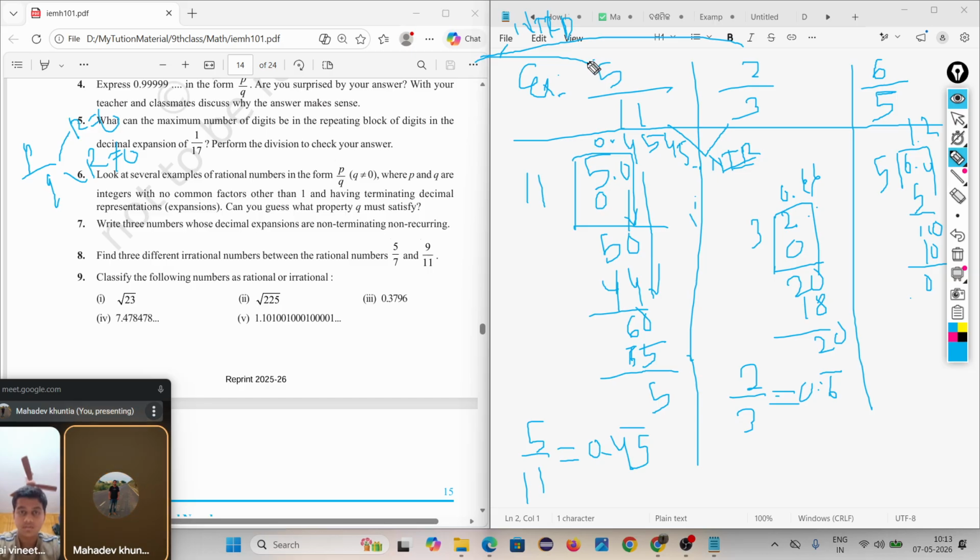When the decimal expansion of a rational number becomes terminating, are you looking at any pattern in these three rational numbers? What is the pattern? Guess it. My question is, are you seeing any pattern in which you are getting terminating and in which you are getting non-terminating? No, sir. Take another example.